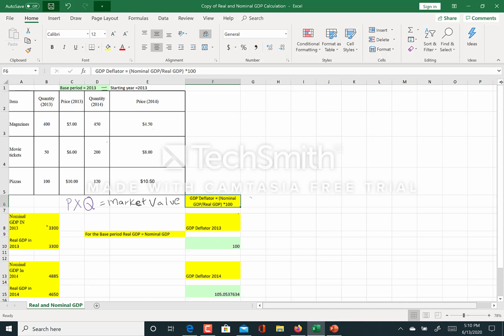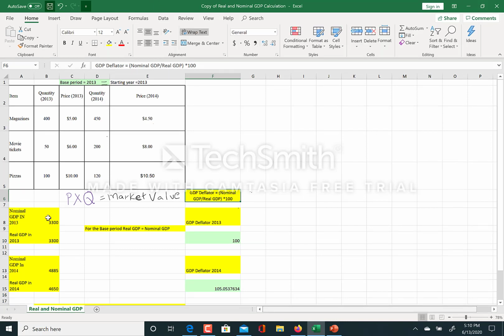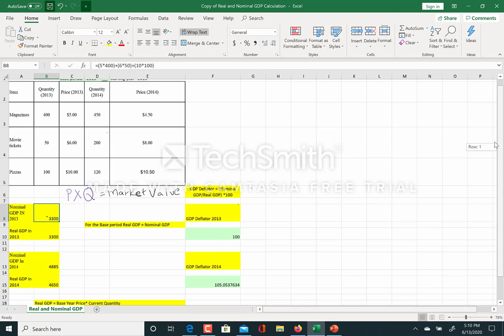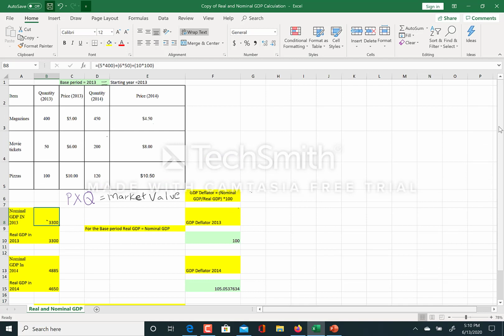If I try to calculate the nominal gross domestic product for 2013, I'm just going to use the market value approach. That means multiply price times quantity. Just following the definition here, I'm going to multiply the 2013 price and 2013 quantity. So basically it's going to be price in 2013 times quantity in 2013, and I will add over for all the three goods: magazines, movie tickets, and pizzas. Doing the calculation, I find my number to be equal to 3,300.